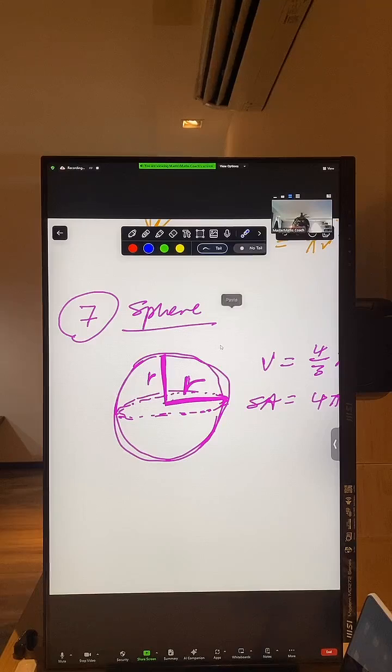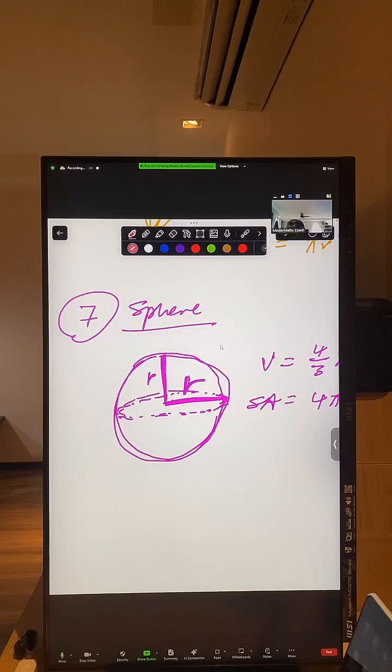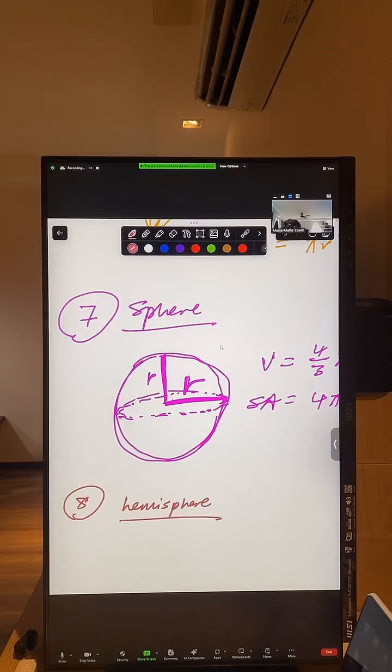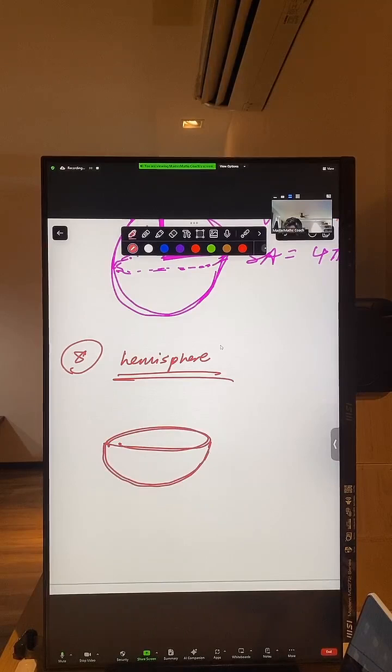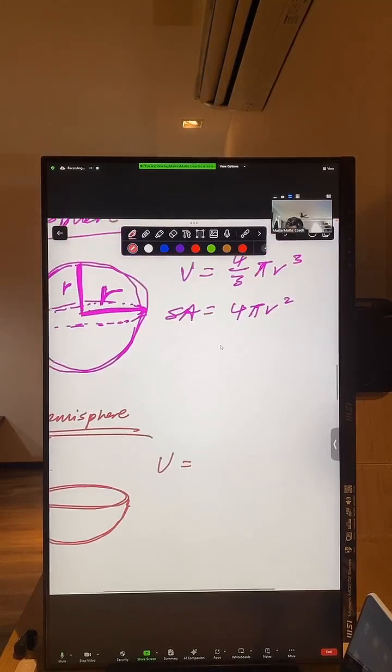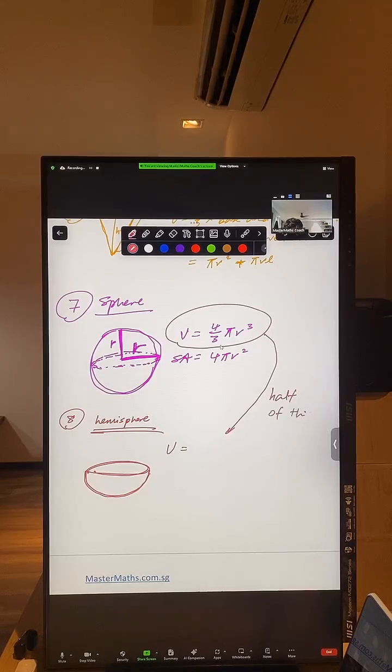Now finally, we can't end things off without talking about the last star of the show, and that is the hemisphere. A hemisphere is basically 1/2 of a sphere. It looks a bit like a bowl. So the volume will obviously be half of this, isn't it? Half of this. So it will be 2/3 pi r cube.